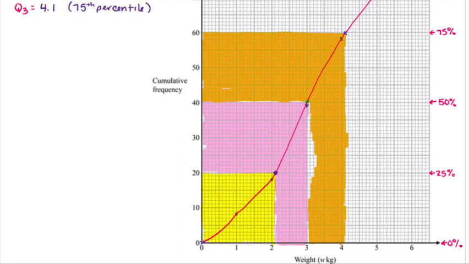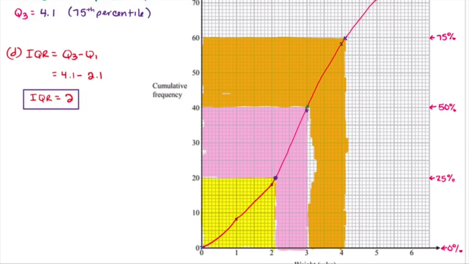Part D is asking us for the interquartile range. So I'm going to take Q3 minus Q1. We get an interquartile range of 2. And that is all.